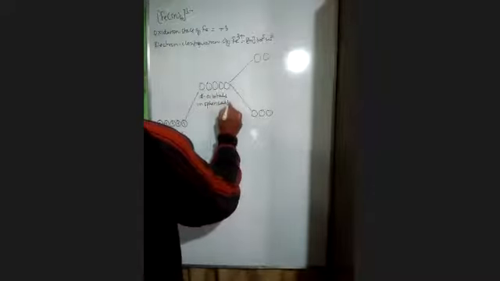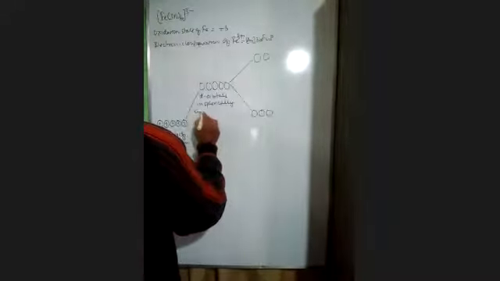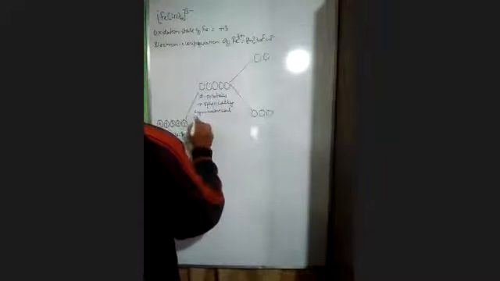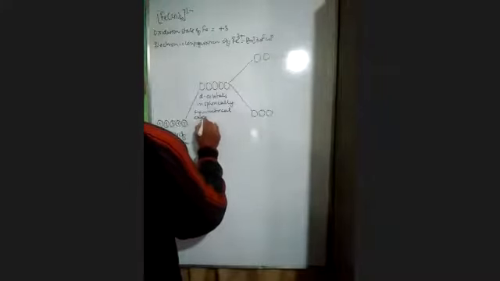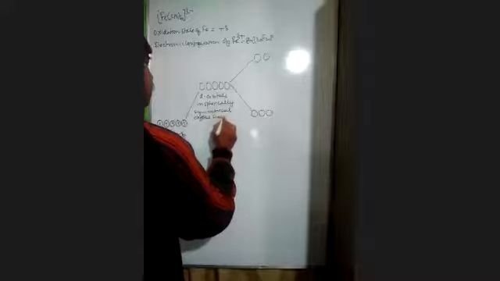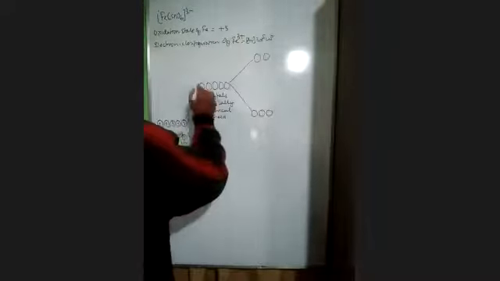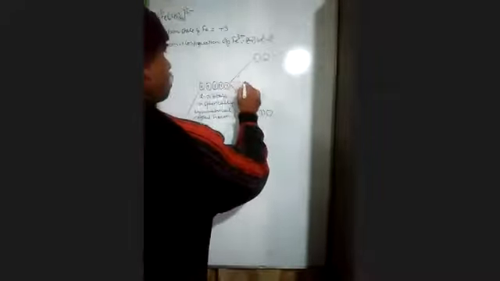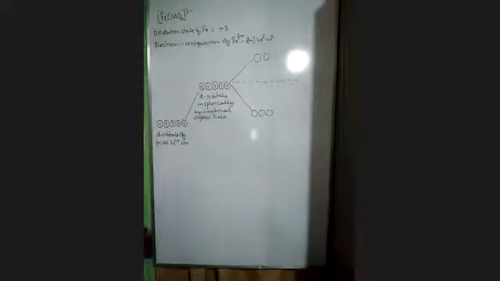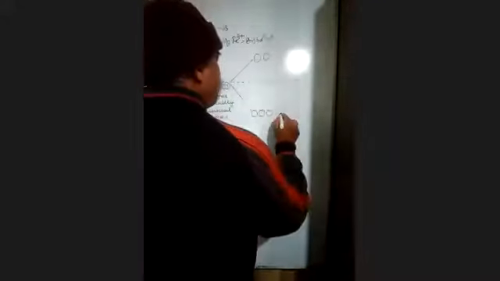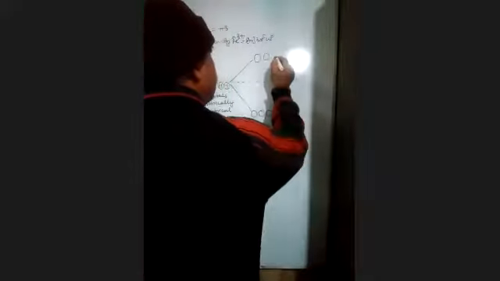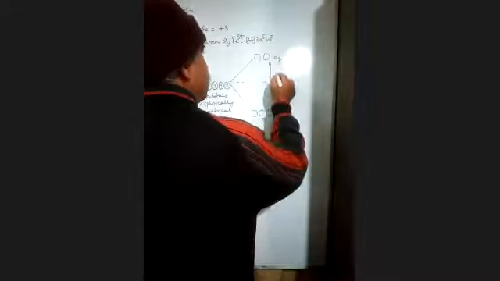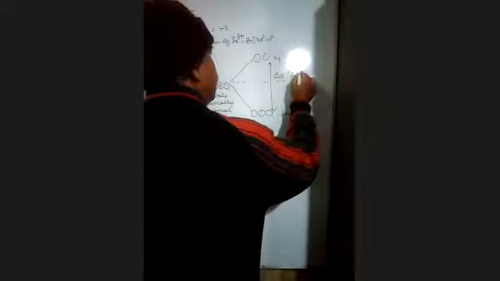spherically symmetrical crystal field: 1, 2, 3, 4, 5. This is t2g, this is eg. From here to here, you write delta O. What is delta O?